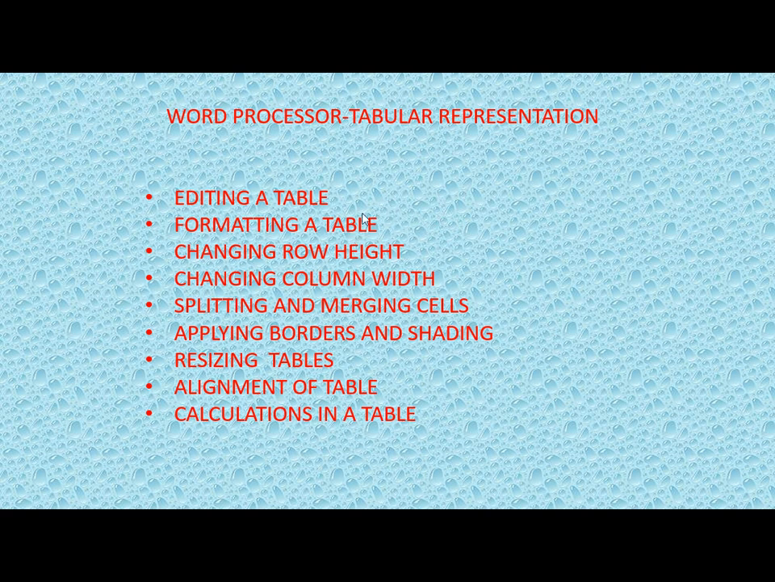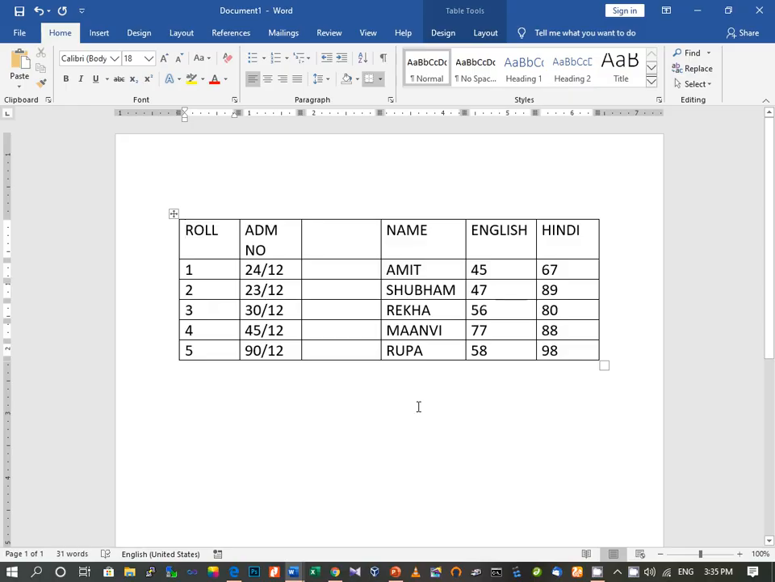So here we will learn some few options, and then advanced we can learn when we will study about applying borders and shading in your table. So first we will learn what is formatting a table. So we will learn how to change the format or the looking appearance of a table.